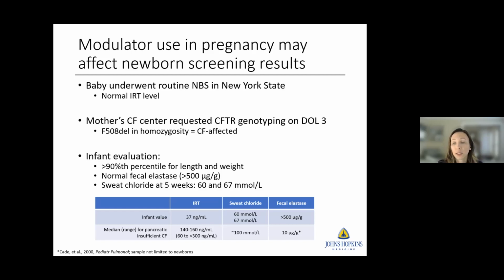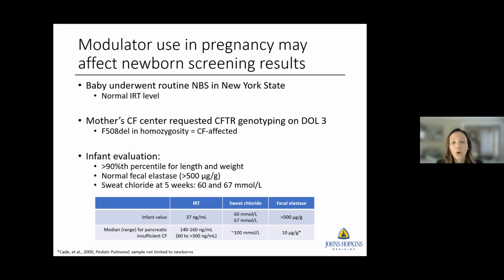However, knowing that this baby was at a 50% risk for disease, the mother's CF center actually requested CFTR genotyping, which I think the state lab performed for them when the baby was 3 days old. And interestingly, found that the baby had 2 copies of Delta F508. So this is a homozygous Delta F508 individual.